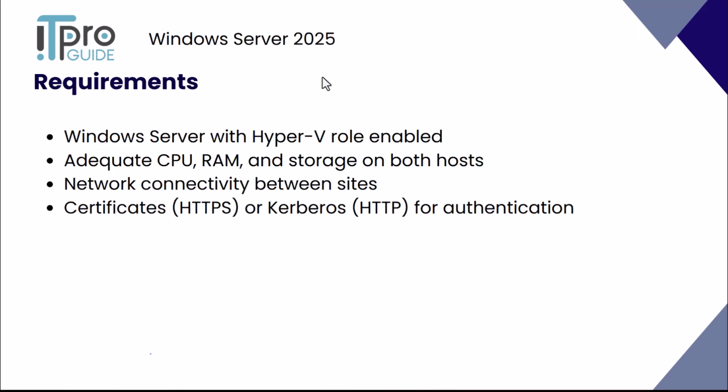So let's summarize this video by explaining the requirements for Hyper-V Replica. You need a Windows server with the Hyper-V role enabled, then enough CPU, RAM, and storage on both hosts. That doesn't mean shared storage. Storage means a local storage is enough. You need network connectivity between the sites, and the replication can be done over HTTP or HTTPS. So based upon your HTTPS requirement, you need to produce a certificate, and also for authentication you need to have an Active Directory.